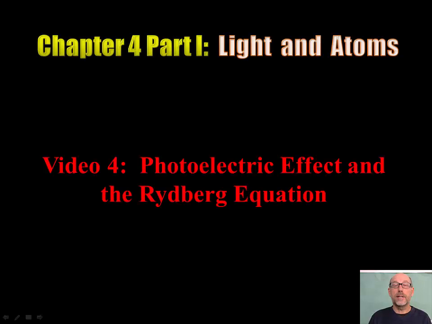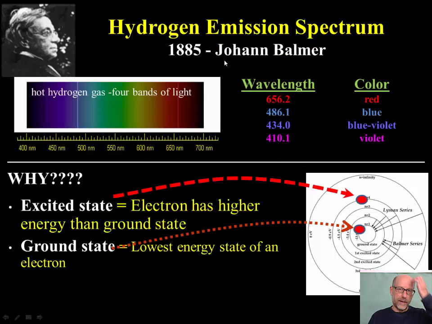Hey gang, today let's take a look at the photoelectric effect and work with the Rydberg equation to describe the wavelengths of light that are given off by atoms. In 1885, a fellow by the name of Johann Balmer started looking through his spectroscope at the light that was given off by hydrogen gas. And he found that there were 4 bands of visible light, and they were red and blue and sort of a bluish violet color and a pure violet color.